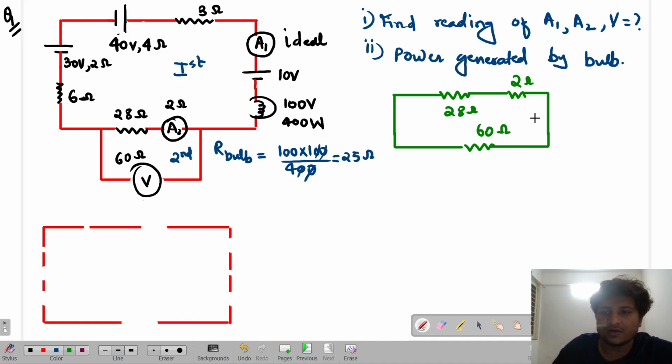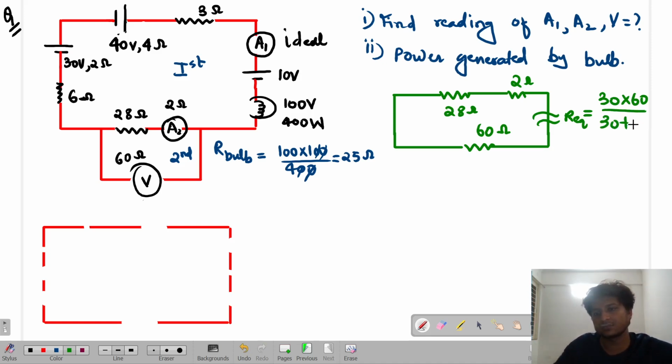So net R equivalent of this circuit is what? Simply 30 into 60 divided by 30 plus 60. अरे कुछ तो बोल आया ना? Yes. So this is 90 and 18. So basically R equivalent is how much? 2 ohms plus 18, 20 ohms, isn't it? So I'll replace that R equivalent over here to find first the net current in this circuit. So this is 20 ohms.